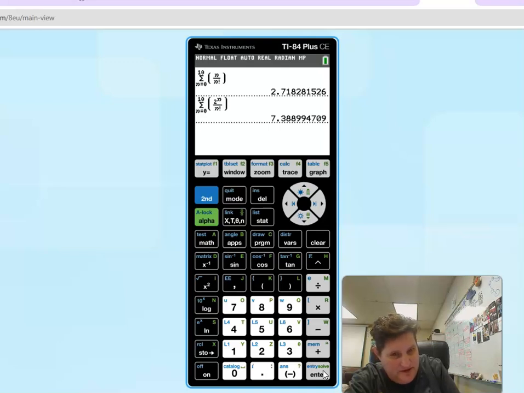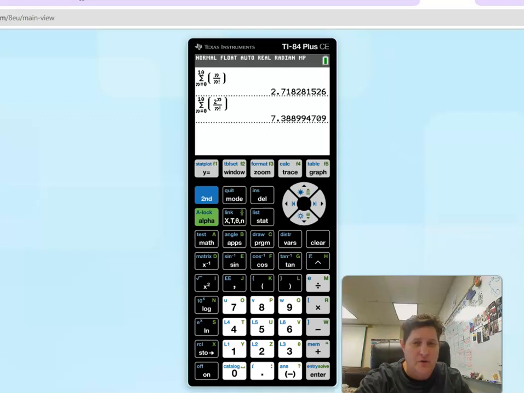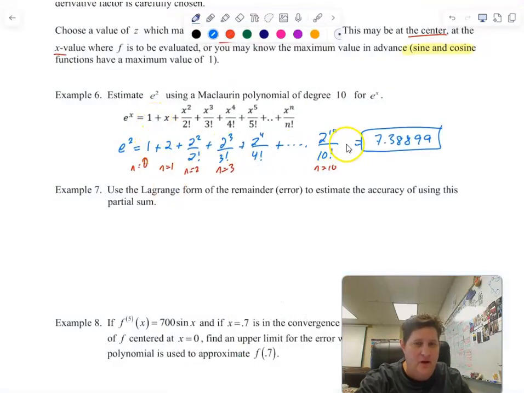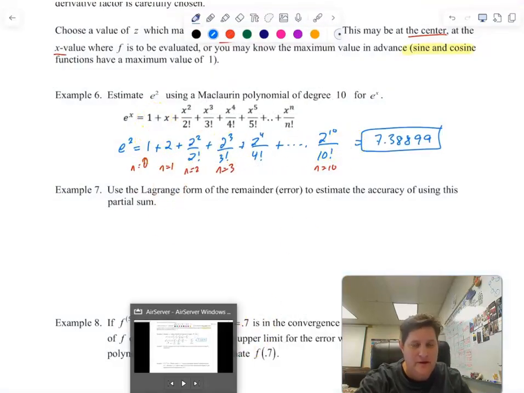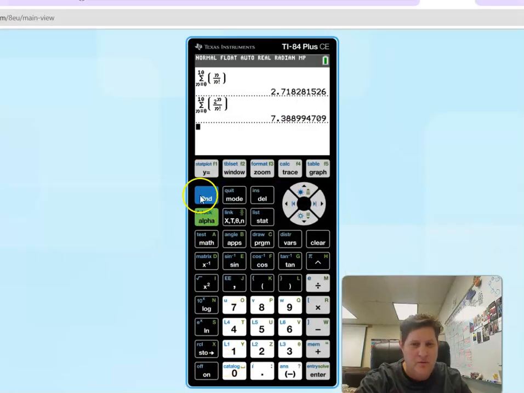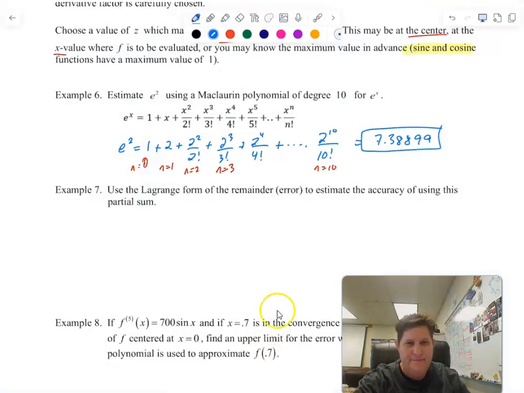So it sums up to 7.38899. Now, do you guys remember what we were approximating? This is so that I don't actually have to type in all of that out to 10. You still could, but that's a little bit faster. What were we approximating? We were approximating e squared. My goodness, that is close up till the third decimal place. That's pretty close, all right?